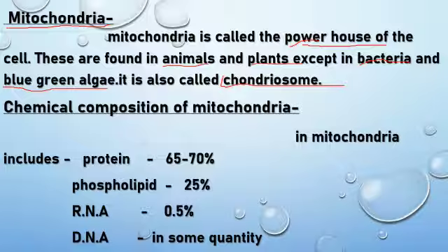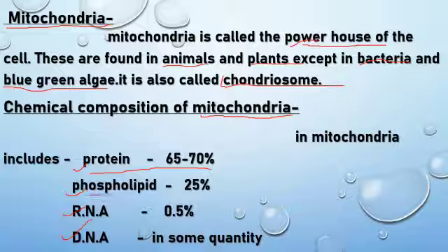So here we will discuss the chemical composition of the mitochondria. What is the chemical composition of mitochondria? In the mitochondria, many types of chemicals are found, such as proteins, phospholipids, RNA and DNA. In which quantity? Protein in mitochondria is found at 65 to 70%. So in the mitochondria, we find protein at 65 to 70%.